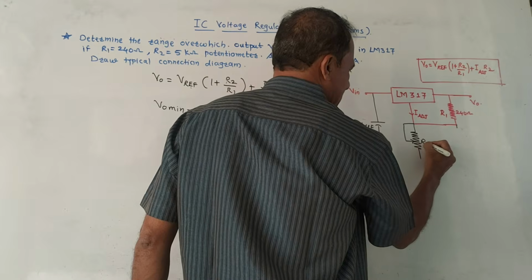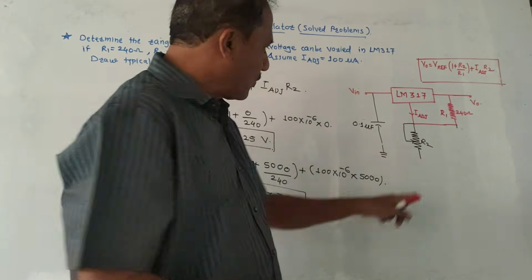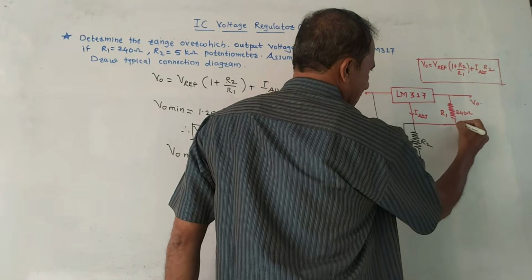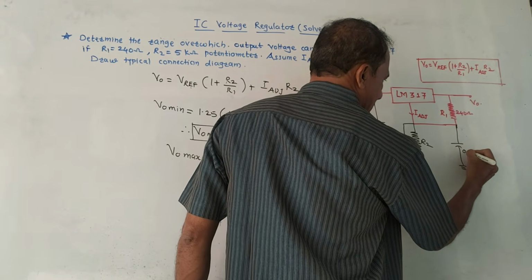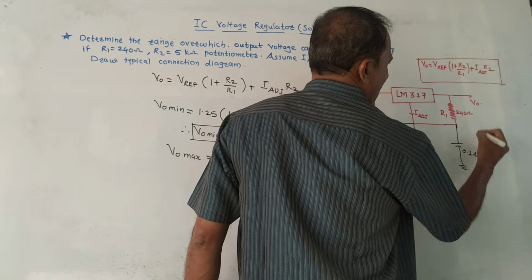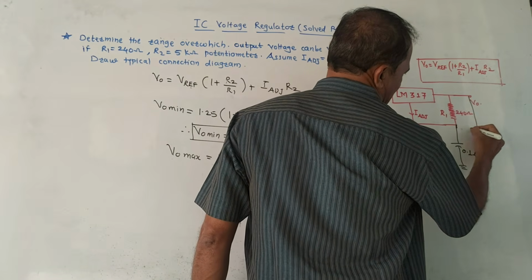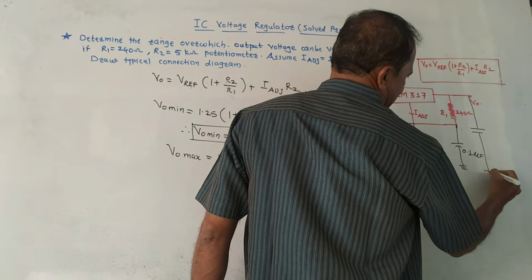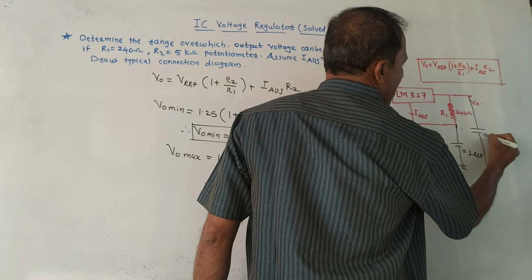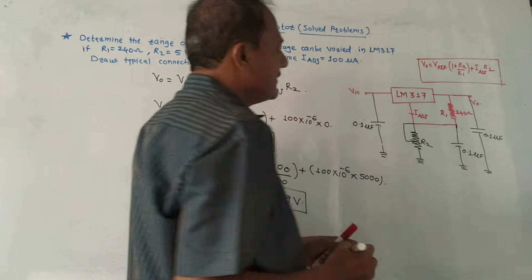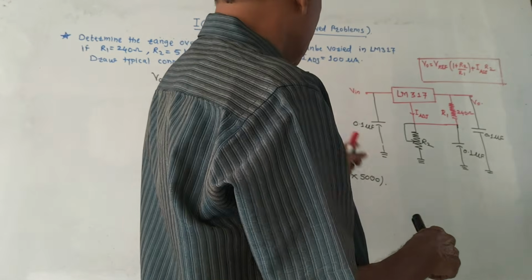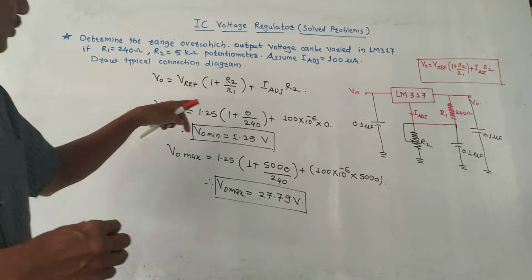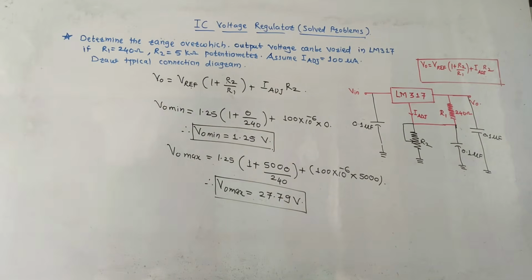It is variable resistor R2. In this case it is 5 kilo ohm. This terminal is grounded, and here we will use a bypass capacitor whose typical value is 0.1 microfarad. Similarly at the output side I will be using one more capacitor whose value is 0.1 microfarad. This is the practical circuit. But as I said, the basic circuit is also more than sufficient. So this is the way to solve the numericals as far as this LM317 is concerned.